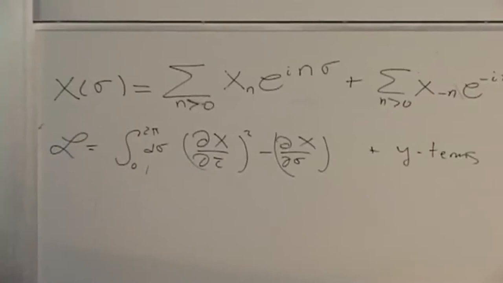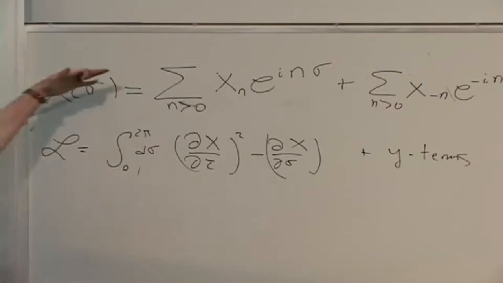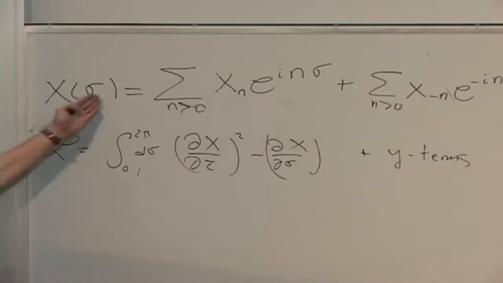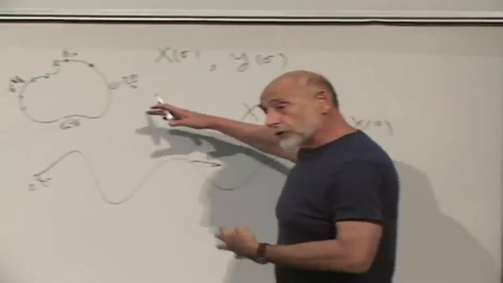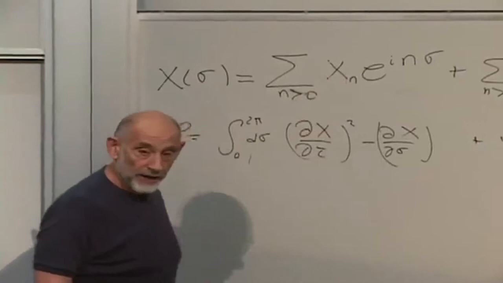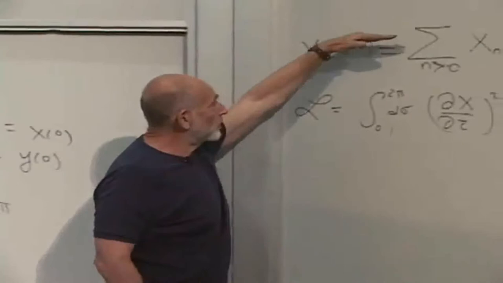So we have now a decomposition of x into discrete Fourier modes. We have a Lagrangian. What are the time-dependent things in x of sigma? They're the xn's. The xn's are sort of coordinates describing each oscillation. Each oscillation has a shape, but it also has a time dependence, and the time dependence is buried in the time dependence of these xn's. They are the degrees of freedom. What do we do with this? We take this expansion and plug it into here.